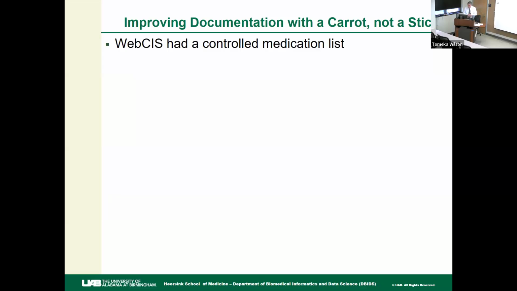And so we found that if you can figure out what the carrot is, then you don't need to use the stick so much in the carrot and stick model. So WebSys, which was the system that we built at Columbia, had this controlled medication list that nobody would use it. And so, you know, that's just a graph showing the number of people using it, and it was a small number of people.